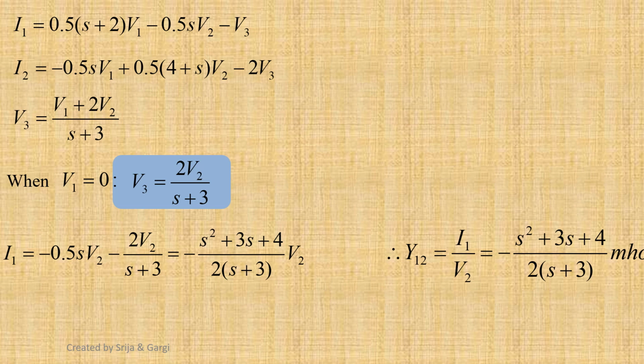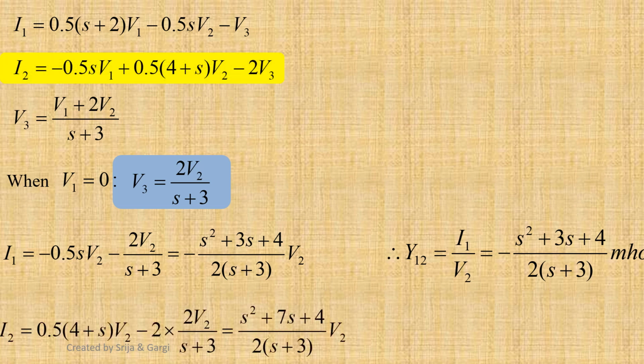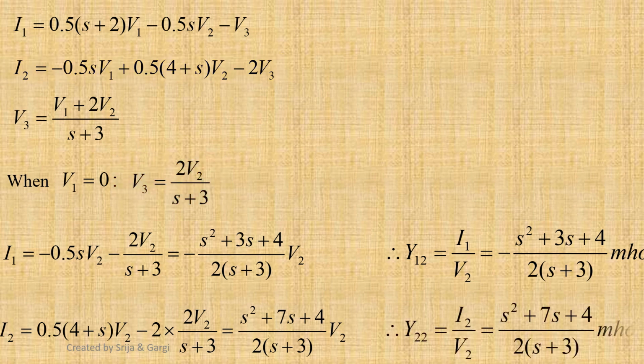Using the expression of V3 in equation number 2, we get I2 equals to 0.5 into (4 plus S) V2 minus 2 into 2 V2 by (S plus 3), that is equal to (S square plus 7S plus 4) divided by 2 into (S plus 3) V2. Therefore, we get Y22 equals to I2 by V2, that is equal to (S square plus 7S plus 4) divided by 2 into (S plus 3).